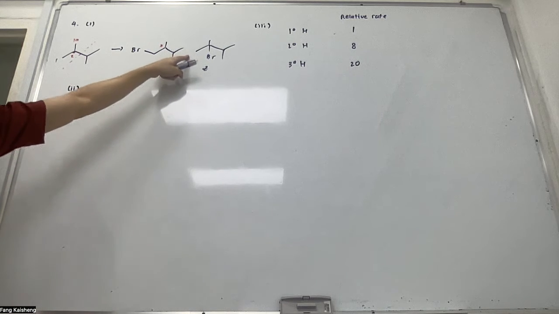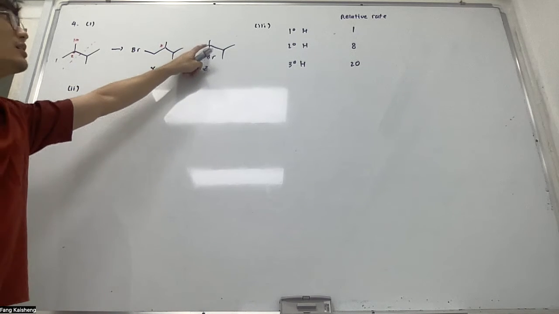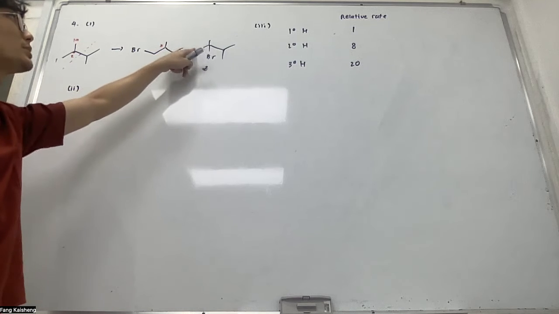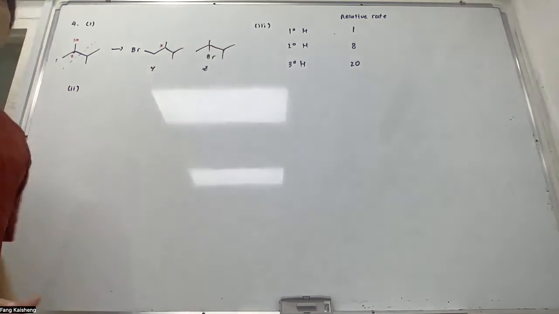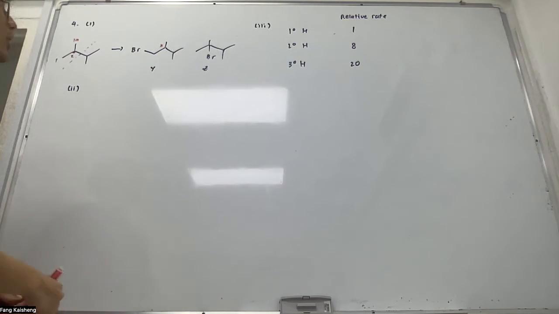You see that? Okay, this one, chiral or not? This carbon also has 2 same groups. This carbon has 2 same groups. So this one has no chiral center, it cannot rotate plane polarized light. You see that? Yeah, okay.